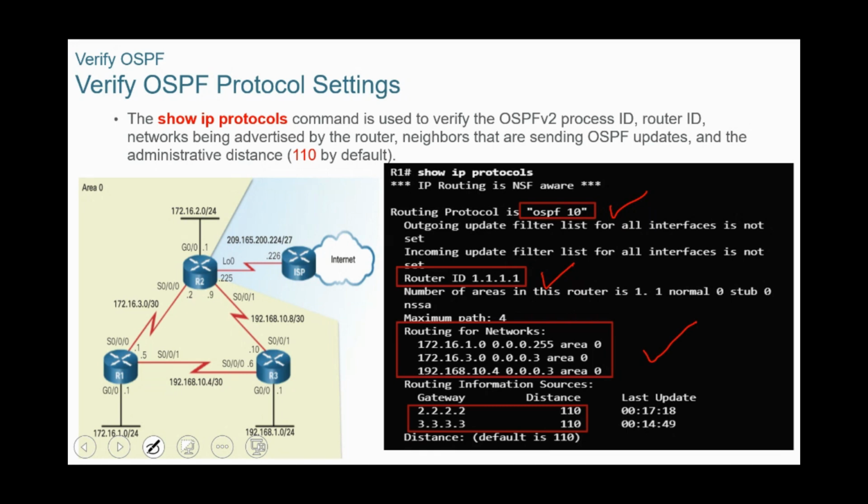You can also check your neighbor gateway, the distance that you are using, the protocol that you are using and so on. 110 represents OSPF. So when you use OSPF, your administrative distance by default is 110. So you can use show ip protocols to get all the information that you want.